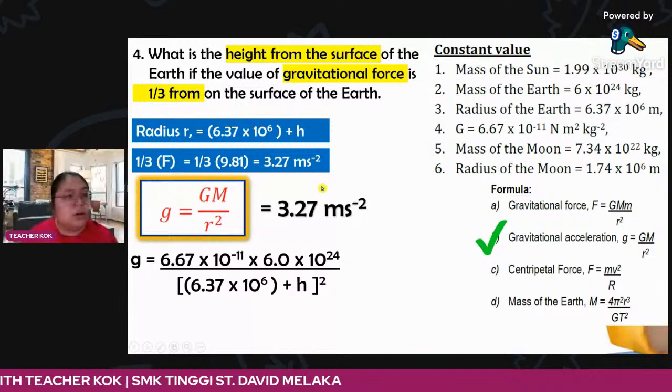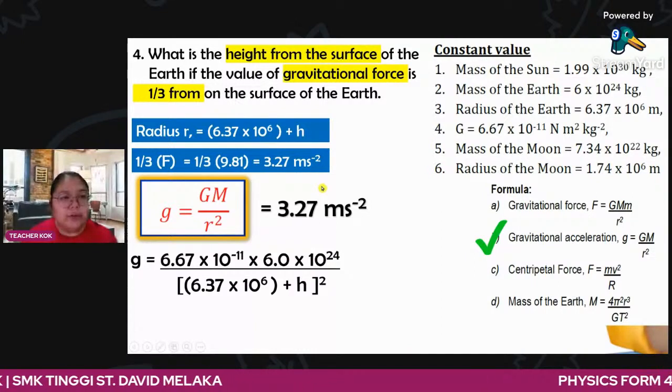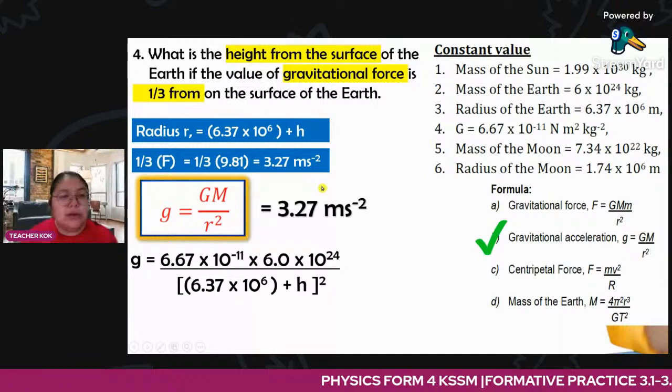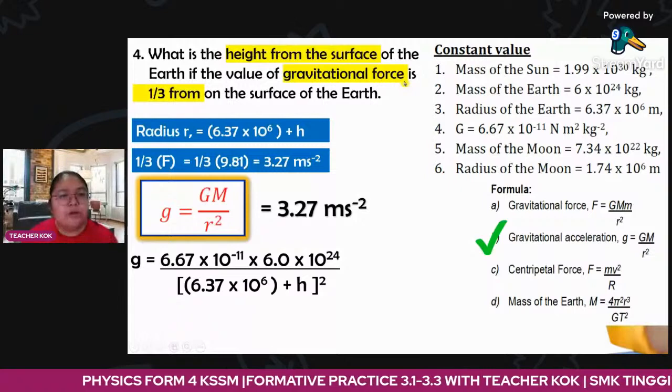So this one I will discuss again for you. You see this part first. The height: they ask, if the value of gravitational force is 1 over 3 of that at the surface of the Earth.